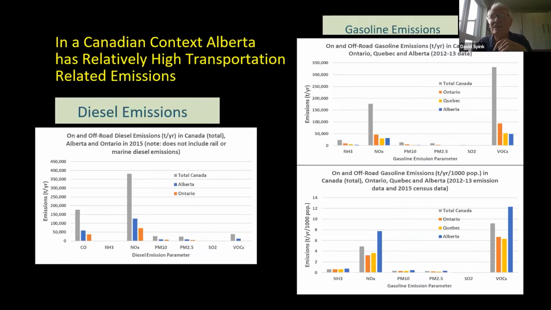Now, in terms of gasoline emissions, we sort of follow Ontario number one, Quebec number two, Alberta number three. BC is sometimes close to us for some things, but for the most part, we're third. And when you look at emissions tons per year per 1,000 population, we're the highest. So we definitely do lots of driving in Alberta.